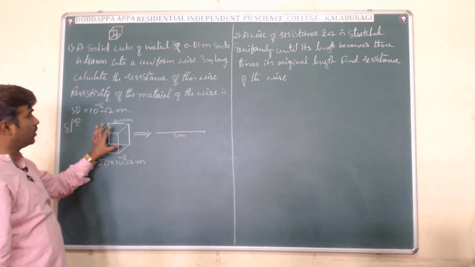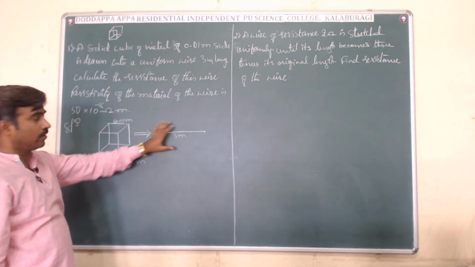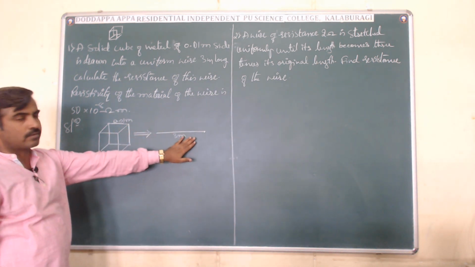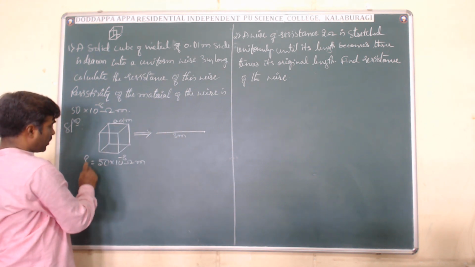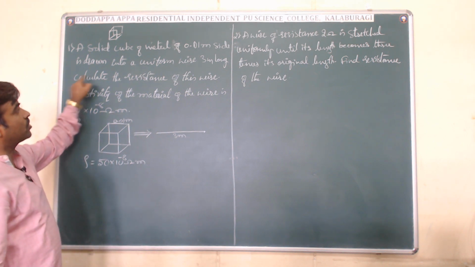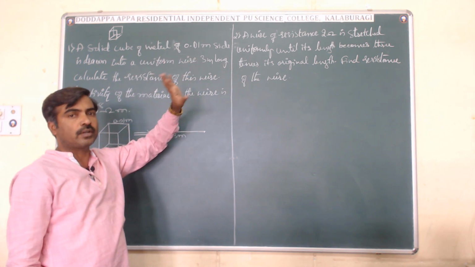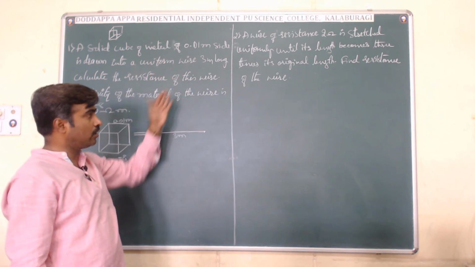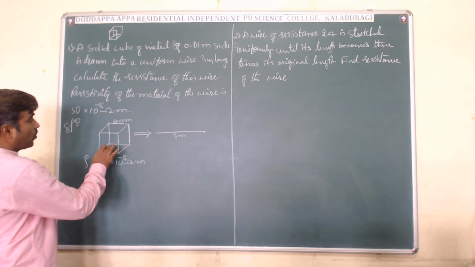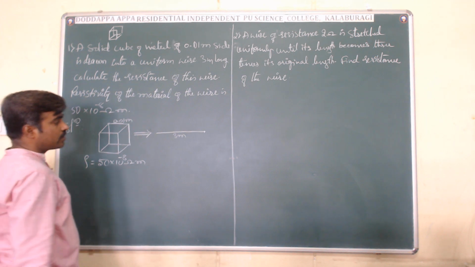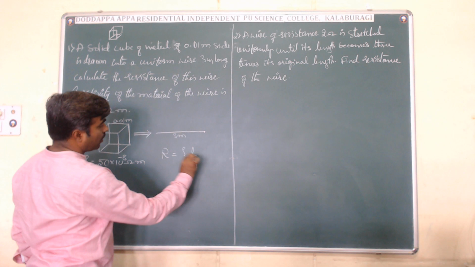I hope you understood. The cube is modified into a wire. Initially it was a cube, and next in terms of length it has become a wire. To calculate the resistance, the two numericals which I wrote here are simple, basic level numericals. So here to calculate the resistance we have an equation, R is equal to rho L divided by A.